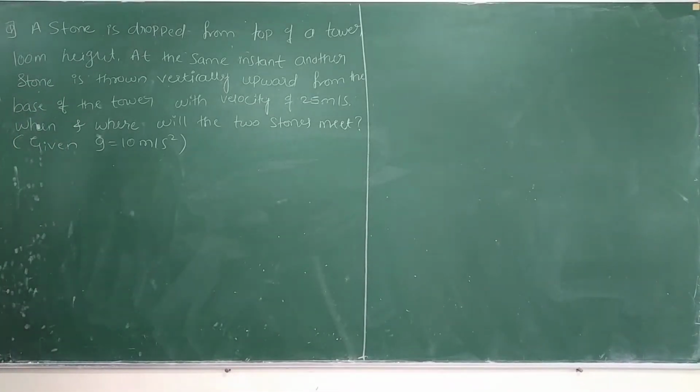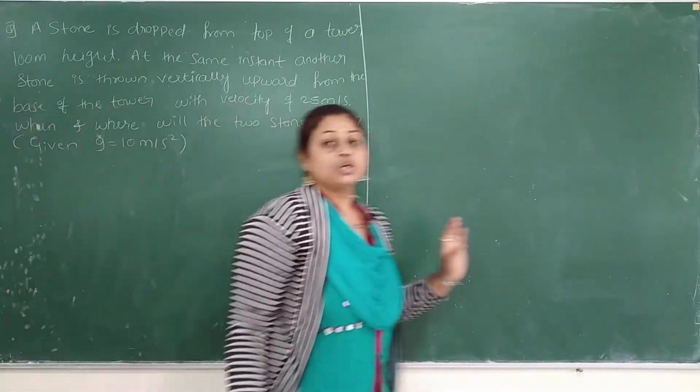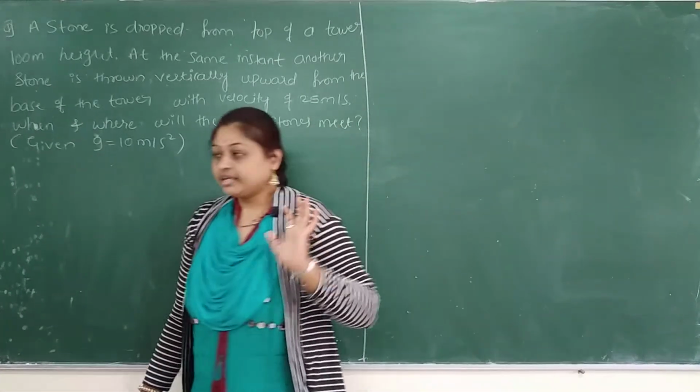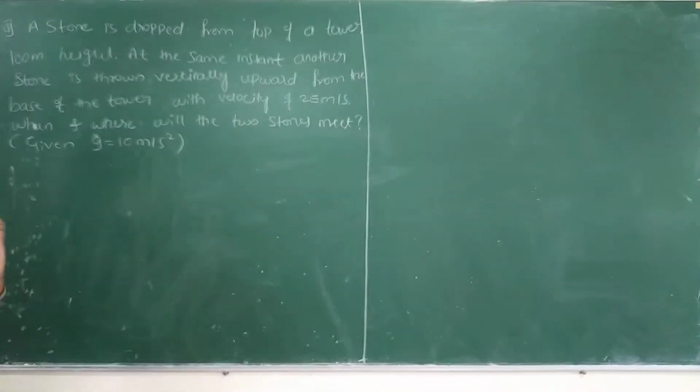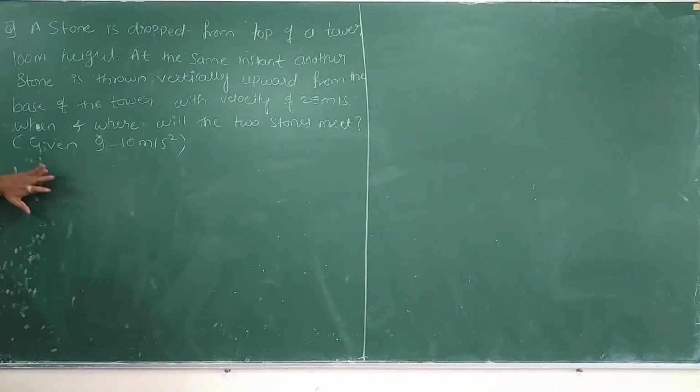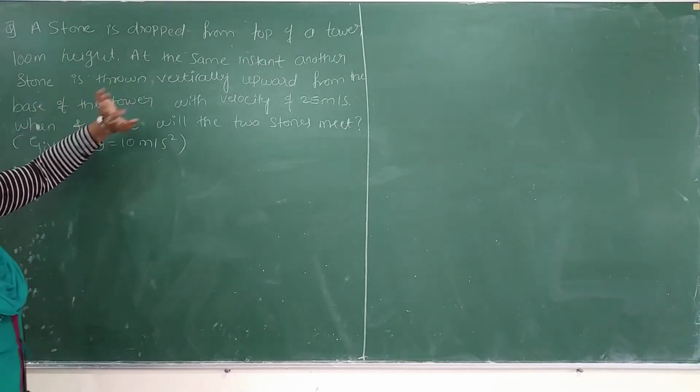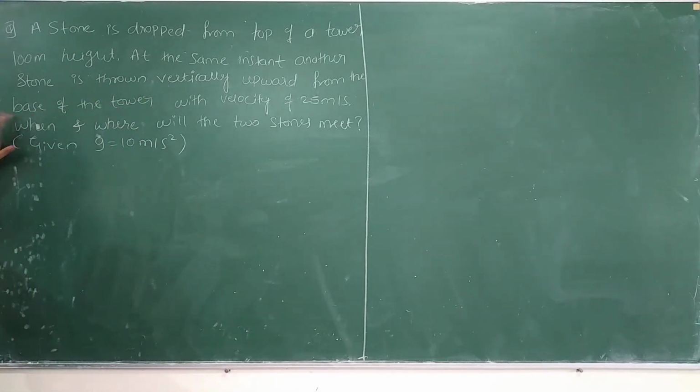Today's session is problem section. Today we are going to solve numericals on motion in a straight line, that is one dimensional. So here is a problem. A stone is dropped from the top of a tower 100-meter height. At the same instant, another stone is thrown vertically upward from the base of the tower.